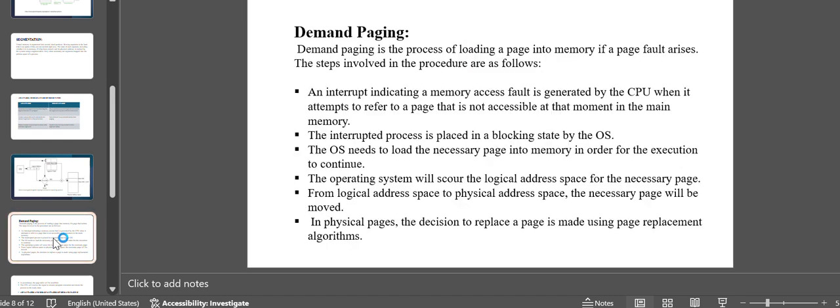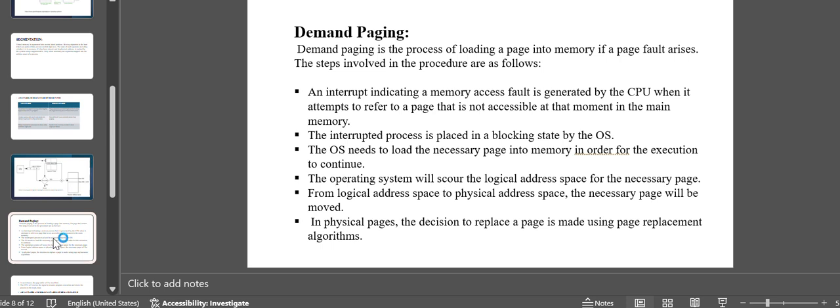And the third one is demand paging. Demand paging is the process of loading pages into memory. If a page fault arises, these are the steps involved in the process. An interrupt indicating a memory access fault is generated by the CPU when it attempts to refer to a page that is not accessible at the moment in the main memory.